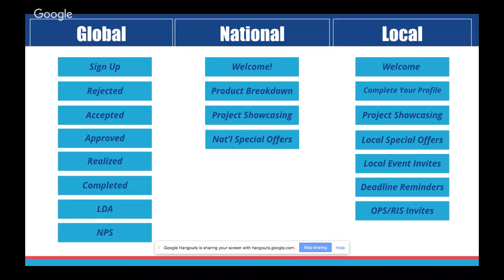So you can send reminders about deadlines. You can send more formal invitations to OPS and RIS to your EPs. So there's a lot of room for local newsletters to overlap with national.